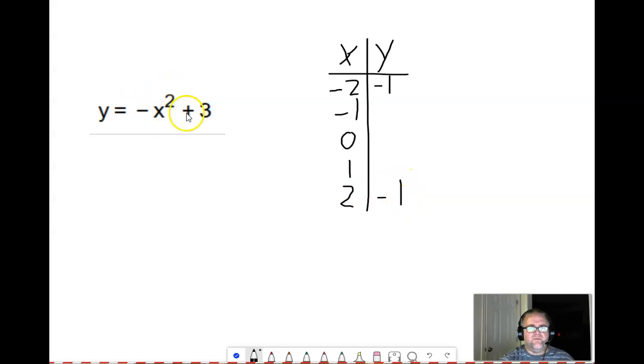When I put a negative 1 in here, I get negative 1 squared, which is 1. And then we apply the negative, which is negative 1, plus 3 is positive 2. So that's going to be true for both my negative 1 and my positive 1. And finally, when I put in a 0 for x, I'm going to get a 3 for y. So these are the points here. And let me just double check those, make sure that looks right.